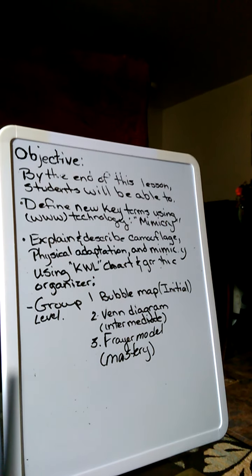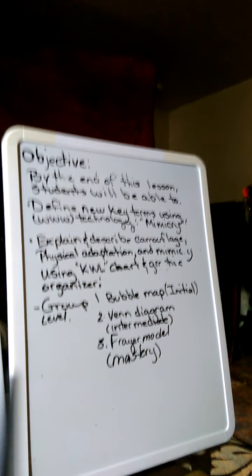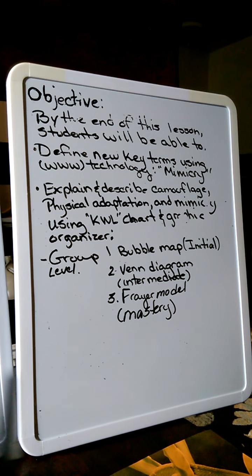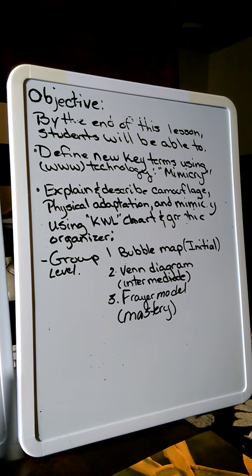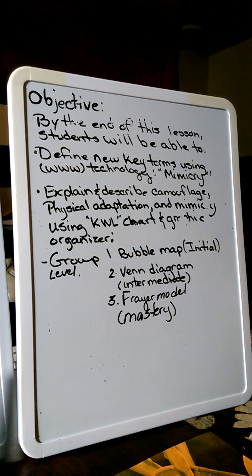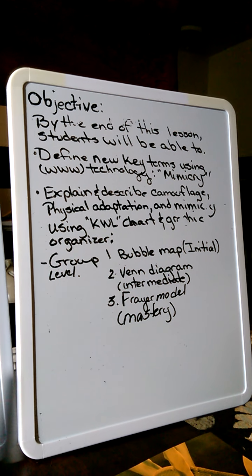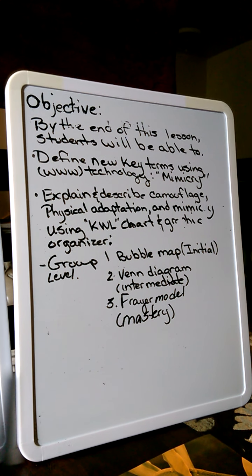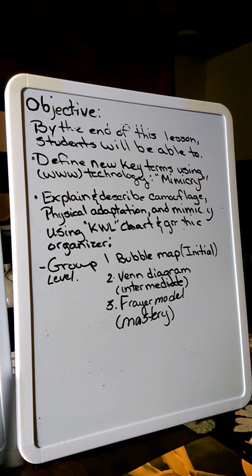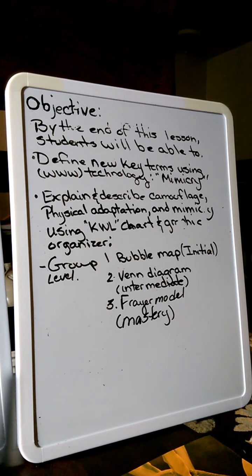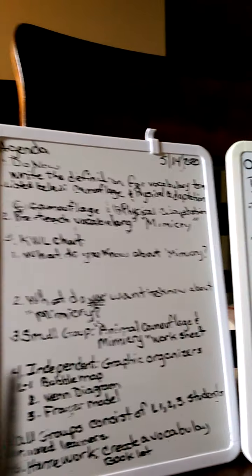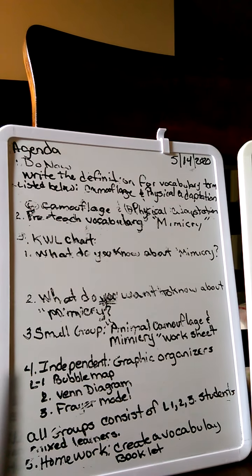Let's review the objective. By the end of this lesson, students will be able to define new key terms using technology, which would be the tablet, and define the term mimicry. Explain and describe camouflage, physical adaptation, and mimicry using KWL chart and graphic organizer. Thank you. So we're going to move right along.